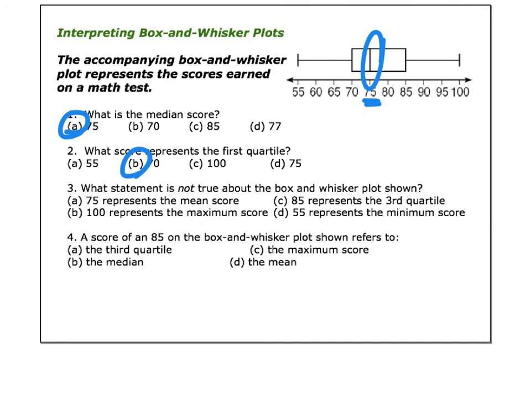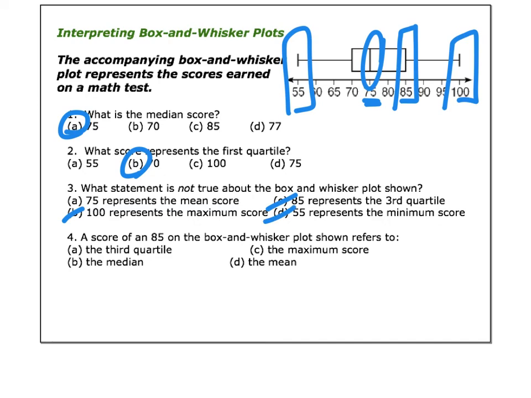Part B says 100 represents the max. Agree? Can't be that one. Part C says 85 represents the third quartile. Agreed? Can't be that. Part D says 55 represents the minimum, and I also agree with that. So my suspicions were confirmed. 75 does not represent the mean score. It's not true. Number 4, and then we'll be done.